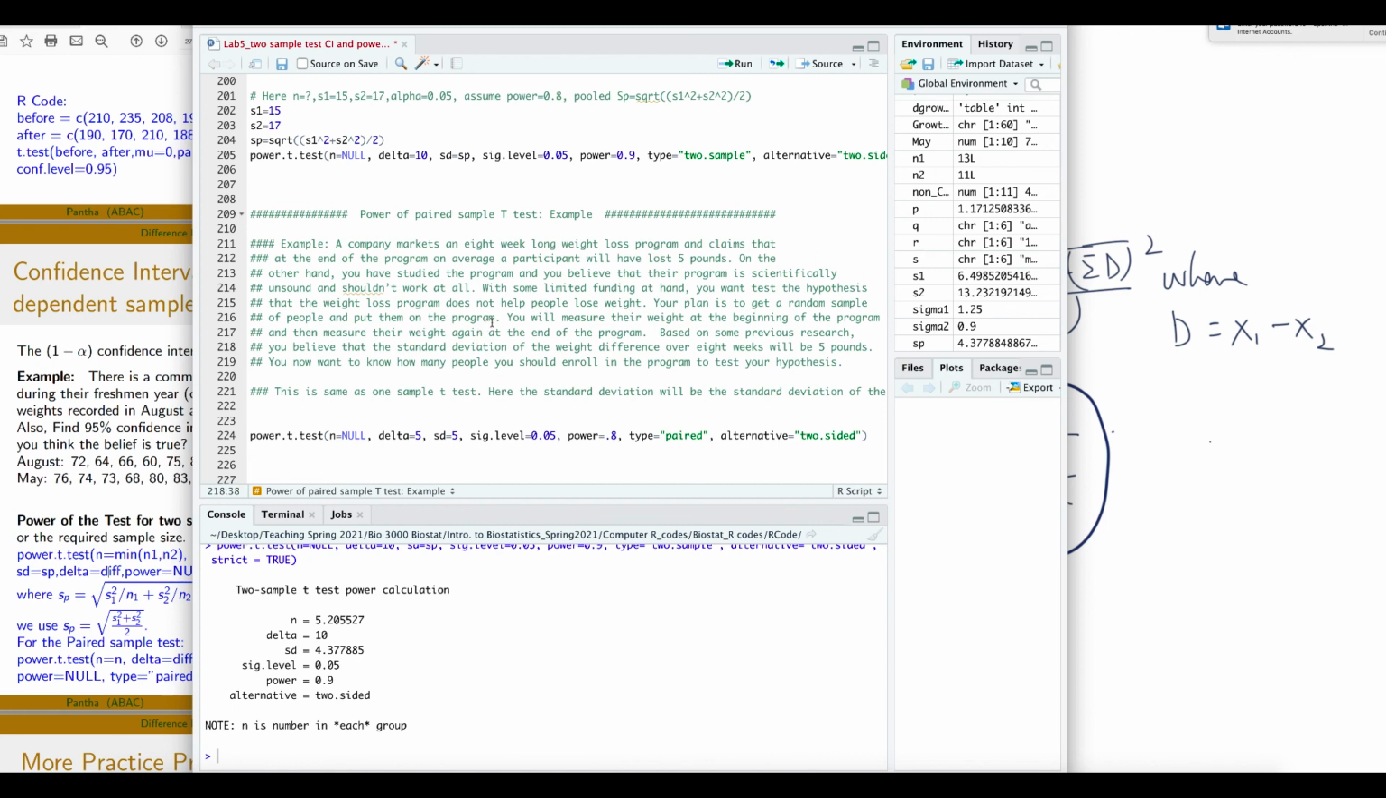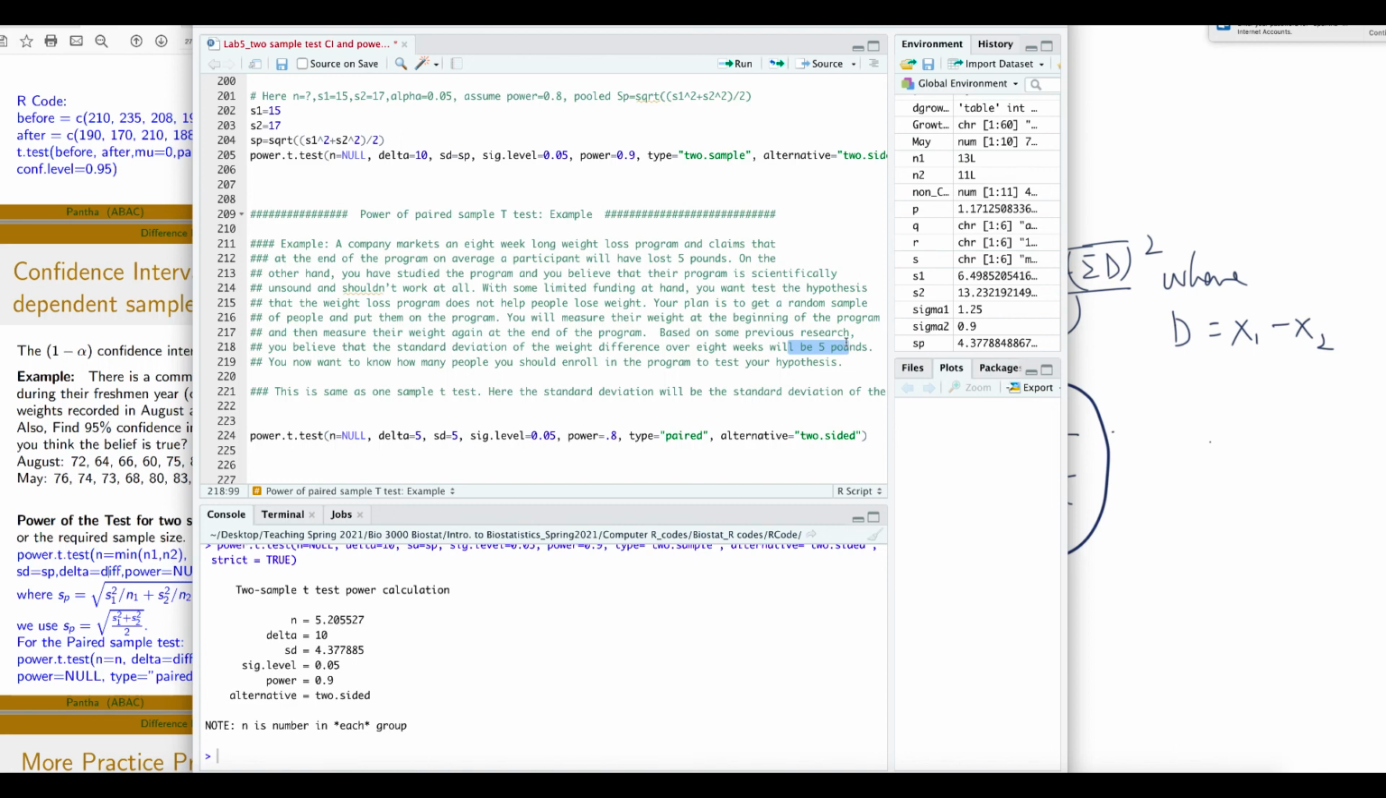You will measure their weight at the beginning of the program and then measure their weight again at the end of the program. Based on some previous research, you believe that the standard deviation of the weight difference over 8 weeks will be 5 pounds. You now want to know how many people you should enroll in the program to test your hypothesis. See, before and after, the true difference must be 5 pounds. That is the delta value. The standard deviation is also given as 5 pounds for the difference.